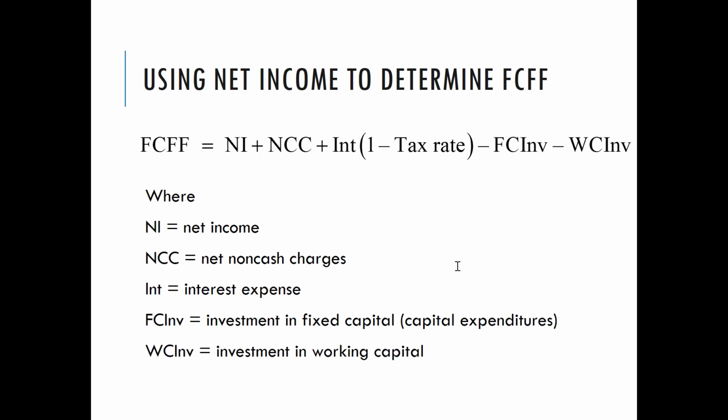Now, basically, you will be given this in the exam, but you need to understand why this formula does what it does. So why is it that we add back net non-cash charges? Why is it that we need to subtract increases in fixed capital investments and so on? The general idea is that we start out with net income and we then try to get to the cash basis by adjusting for things which are different between cash accounting and accrual accounting.